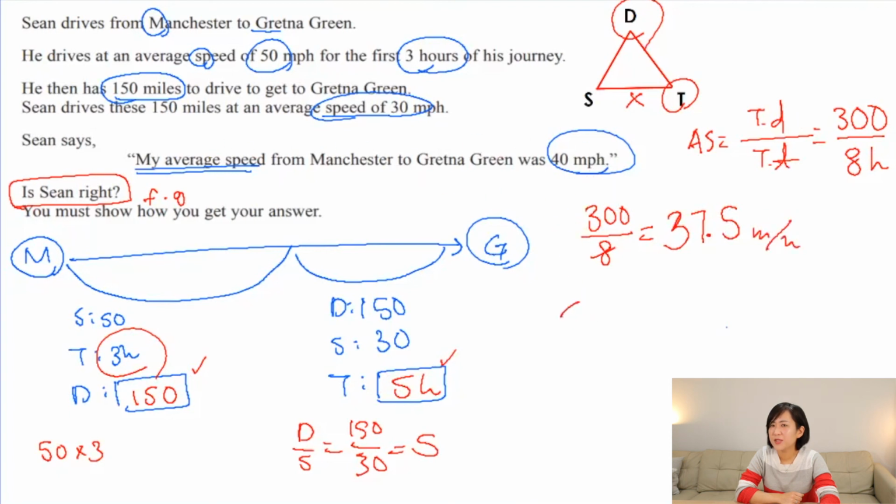But Sean says average speed is 40 miles per hour. So it's not the same. So we can say his statement is wrong. Right, so this is the end of the lesson.